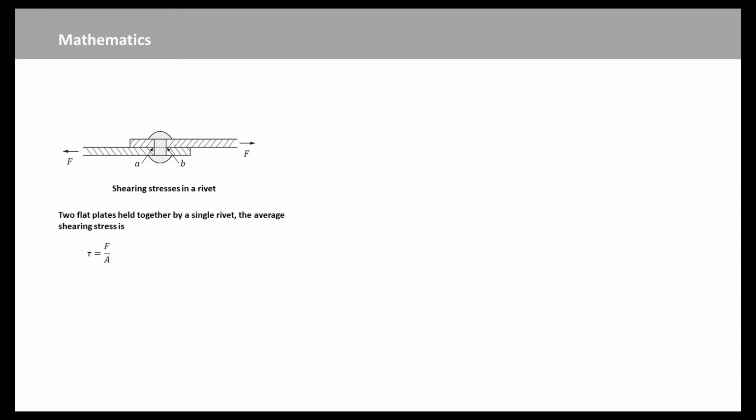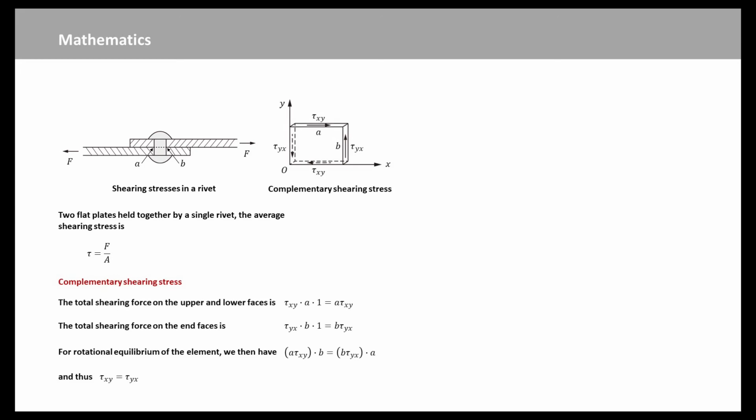Shear stress on any surface is defined as the intensity of shear force tangential to the surface. The average shear stress tau over the section AB is F over A. Let us now consider the equilibrium of an elementary block.